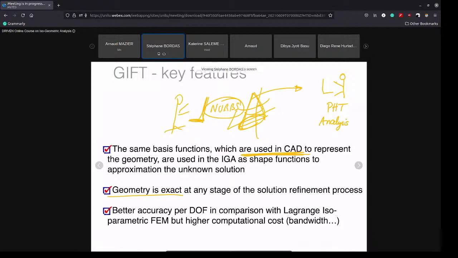Now, if we compare the solution per degree of freedom, we see that we are higher, but of course, there is no free lunch. As usual, we have a higher computational cost per degree of freedom because of the bandwidth, because the bandwidth that we have is higher. That's the drawback of the method, albeit small.